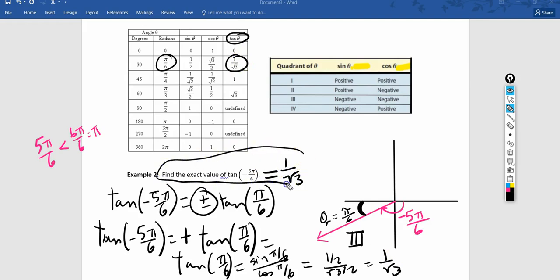And that's how we used a reference angle that was a common function from the chart to get the exact value of that. So you have to know reference angles are always positive. The trig functions of reference angles are always positive. And you have to get what quadrant it's in. And once you get the quadrant, you need to see if the trig function is positive or negative. So this is all written up in your notes.